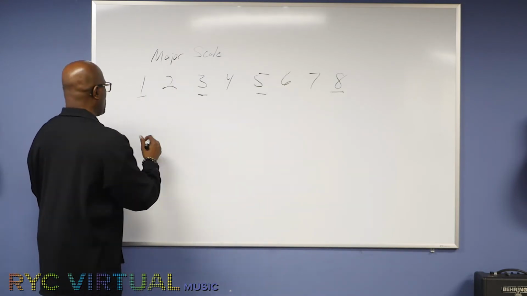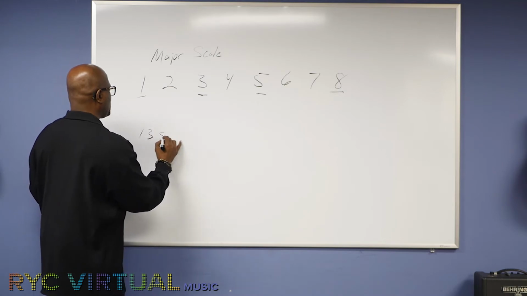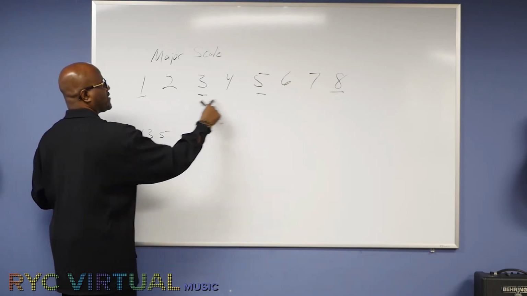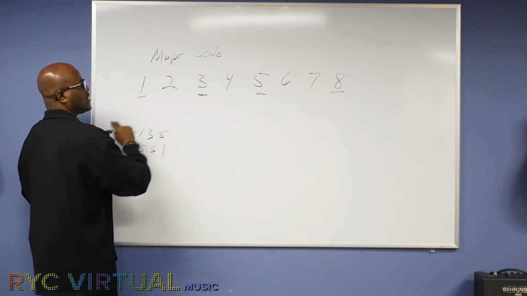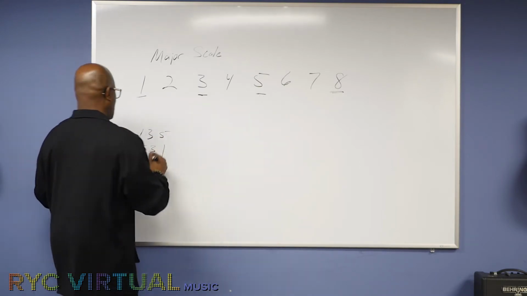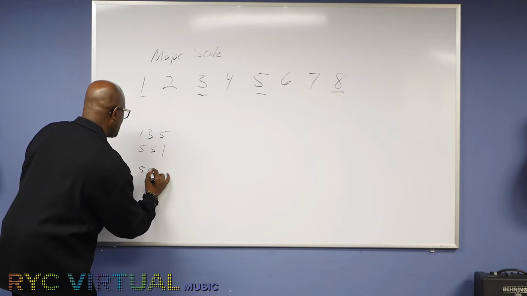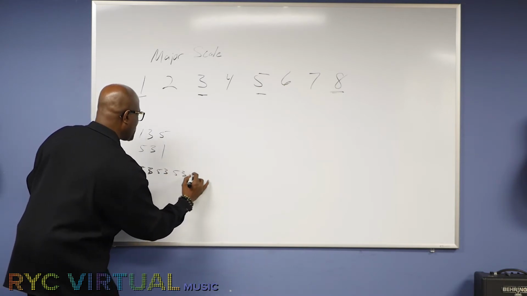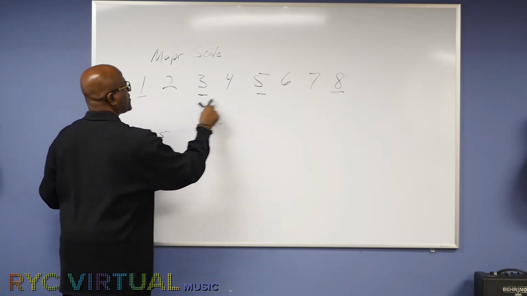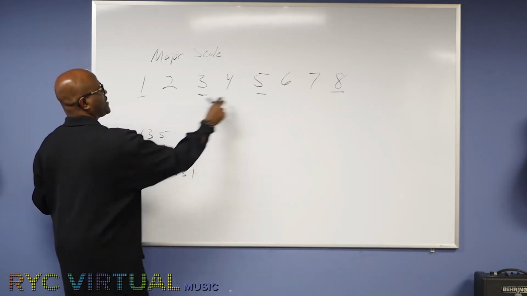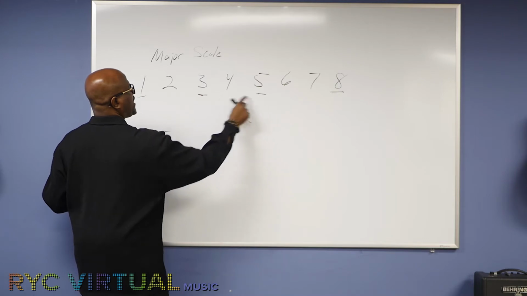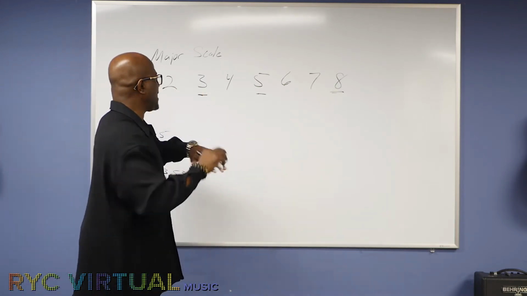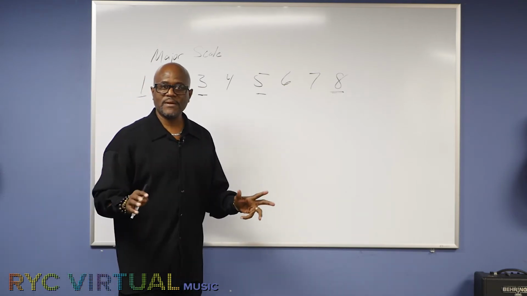All right? So say if I wanted to do the combination of 1, 3, 5, 5, 3, 1. It would sound like this. 1, 3, 5, 5, 3, 1. Right? And then sometimes we do this. 5, 3, 5, 3, 5, 3, 1. It's like this. 1, 3, 5, 5, 3, 1. 5, 3, 5, 3, 5, 3, 1. Right? So once I get my numbers, I can figure out all this stuff for harmonies and finding melodies.